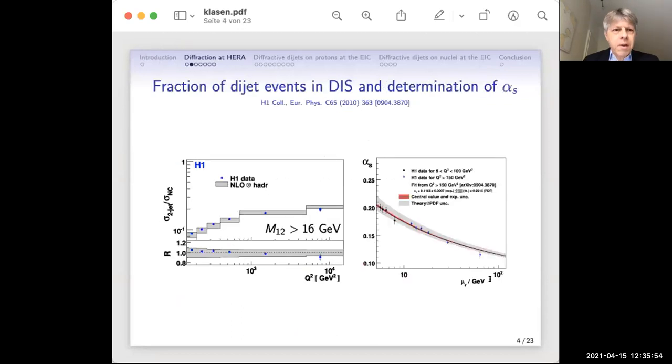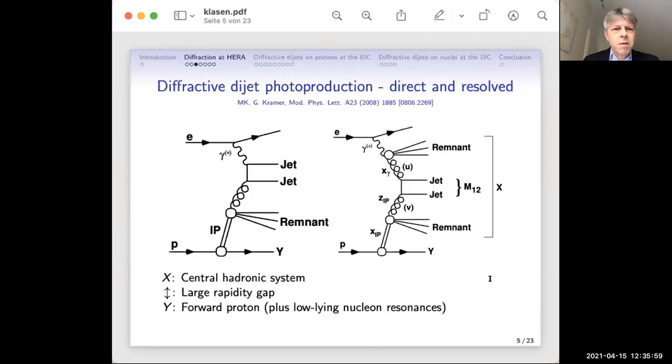Okay, I've lost quite a lot of my time already, so I will not go through these introductory slides too much, but skip a few of them. This is the theoretical sketch of how diffractive photoproduction works. You have electrons scattered on protons or on ions at the EIC, with almost real photon exchange that scatters either directly or through its hadronic components of the proton, and the proton remains intact or goes to a low-lying resonance and has a rapidity gap with the central system.